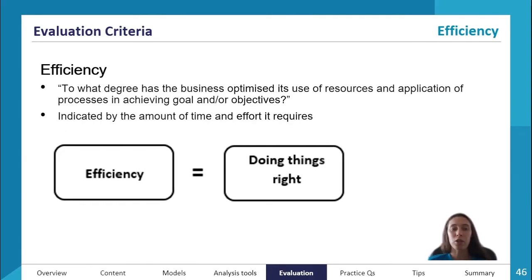On the other hand, efficiency is doing it in the right way. So doing things right. To what degree has the business optimized its use of resources and application of processes in achieving those goals and objectives? So it's indicated by the amount of time and effort it requires to meet those objectives. And if it takes a really long time, then that's not efficient, right? So if you take a really long time to do your assignment, then that would mean that you're not as efficient as you could be in doing that.